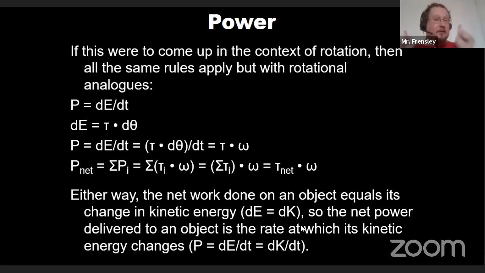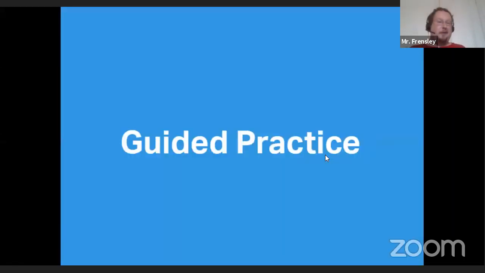The net work done is the change in kinetic energy of the object. So that means that the net power delivered is how rapidly the kinetic energy is changing. So if my car engine can produce 10,000 watts of power, that means my car is gaining 10,000 joules of kinetic energy every second, if that's the net power. Now, of course, we'd have to factor in friction or air resistance or other things like that. Okay, that's really all you need to know.